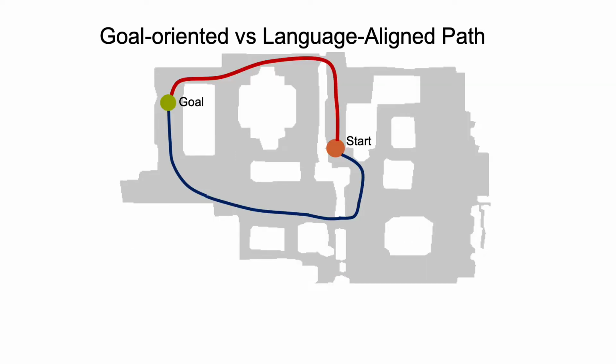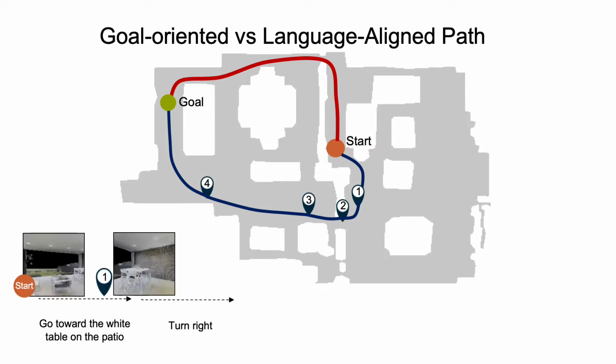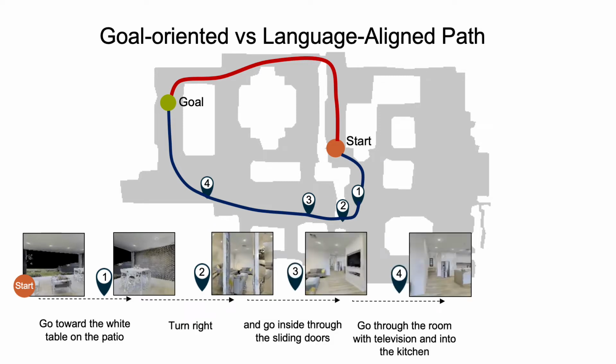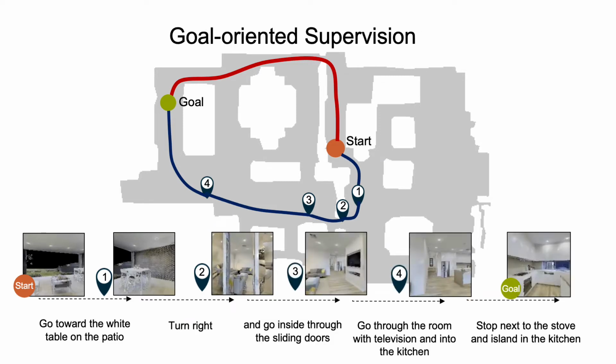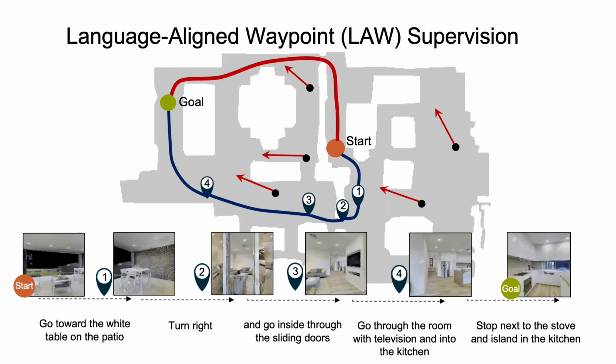This path is characterized by intermediate points called waypoints. The waypoints align to parts of the instruction in the dataset. At each step during training, the goal-oriented supervision from prior work is an action that takes the agent towards the goal irrespective of the instruction. In contrast, our language-aligned supervision encourages the agent to move towards the nearest waypoint on the language-aligned path. This brings the agent back on the path if and when it deviates.